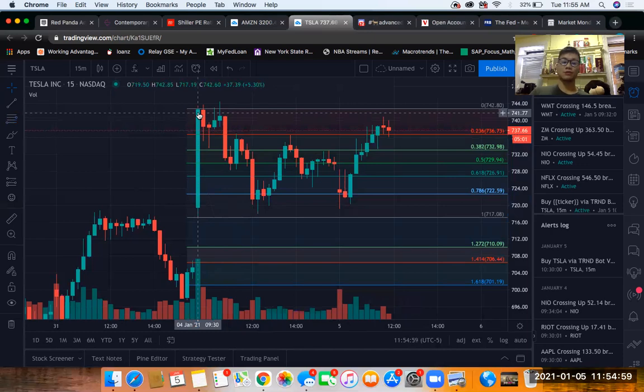If you missed this entire move and you want to say, I want to get in on a pullback, where could it possibly pull back to? We're in all-time highs. You might not have a previous support or resistance to refer to. So let's check out where it could pull back to.